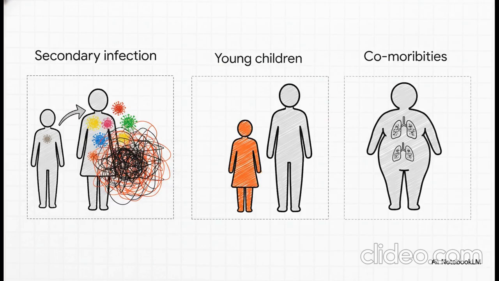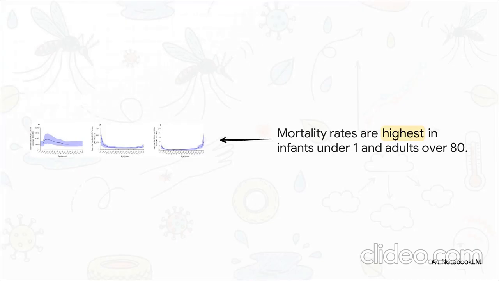People who've actually had dengue before are at a higher risk. You see, getting infected a second time with a different type of the dengue virus can actually send your immune system into overdrive. Young kids are also more vulnerable, and so are people who have other health issues like obesity or asthma. And this chart really drives home that point about age.